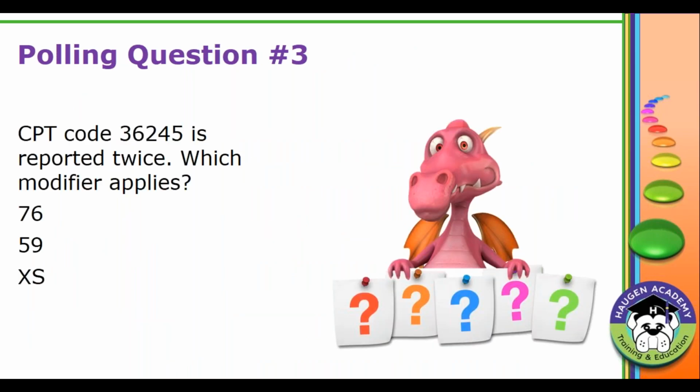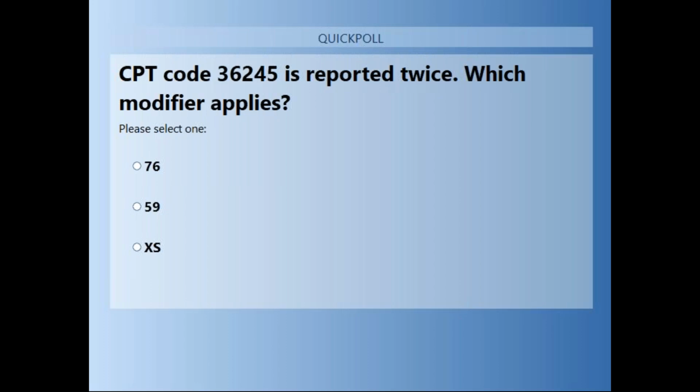All right, Kathy, I know we're right on the mark, but can we do this last polling question real quick? Sure. Okay, Christy's dying to know the answer. CPT code 36245 is reported twice. Which modifier applies? 76, 59, or XS? Responses are a little slower than our last question, so this must be a little tougher one.